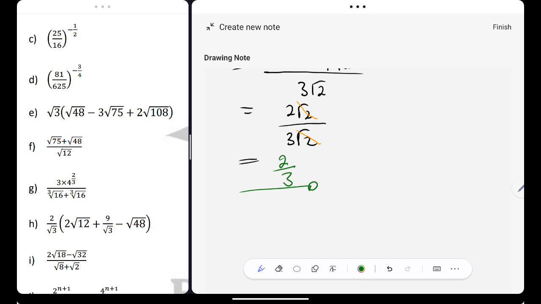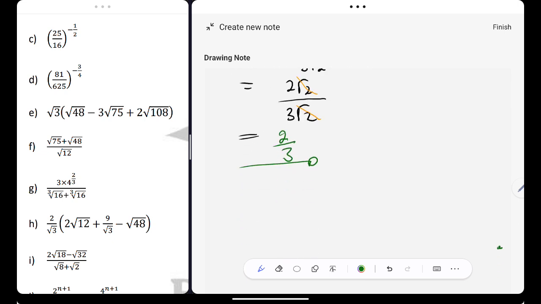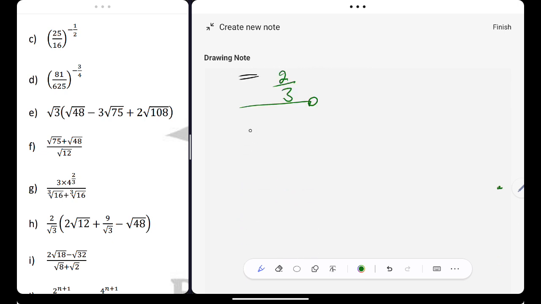Sometimes, guys, it's not that easy. Sometimes you have to rationalize your denominator. Let me show you how to rationalize a denominator.